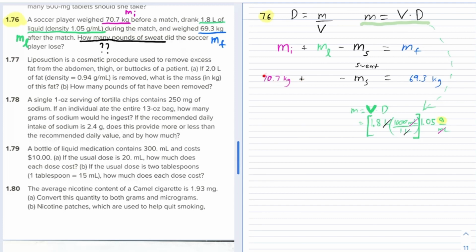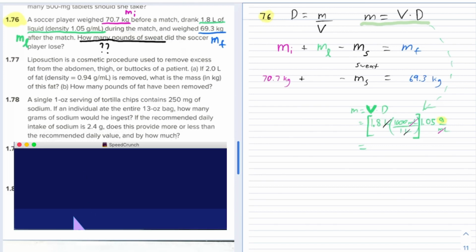So everybody else is in kilograms inside this equation. If we calculate this, we'll be left with grams. Let's just calculate it, to get grams and then figure out what to do with it. So here is the calculator. So we got 1.8 times 1,000 times 1.05, and I get 1890. So that's 1890 grams.